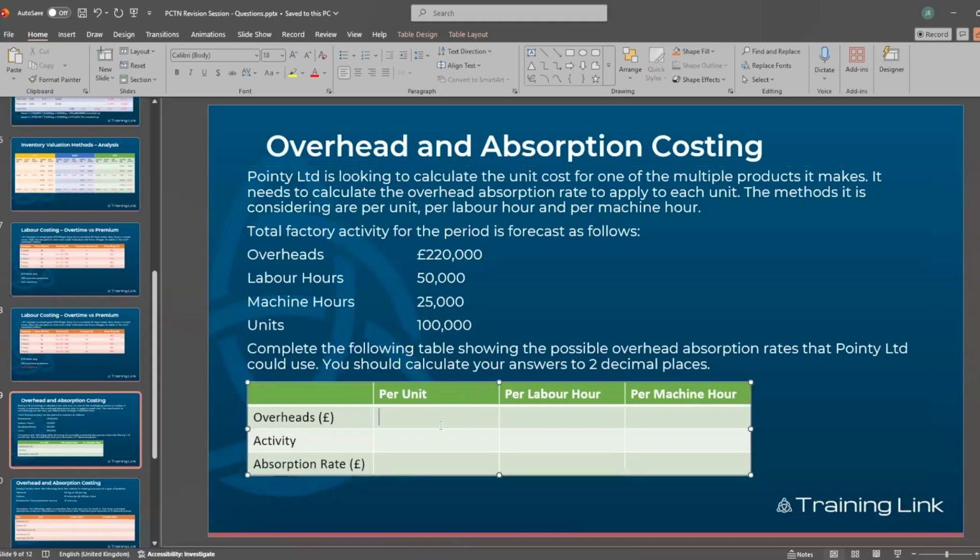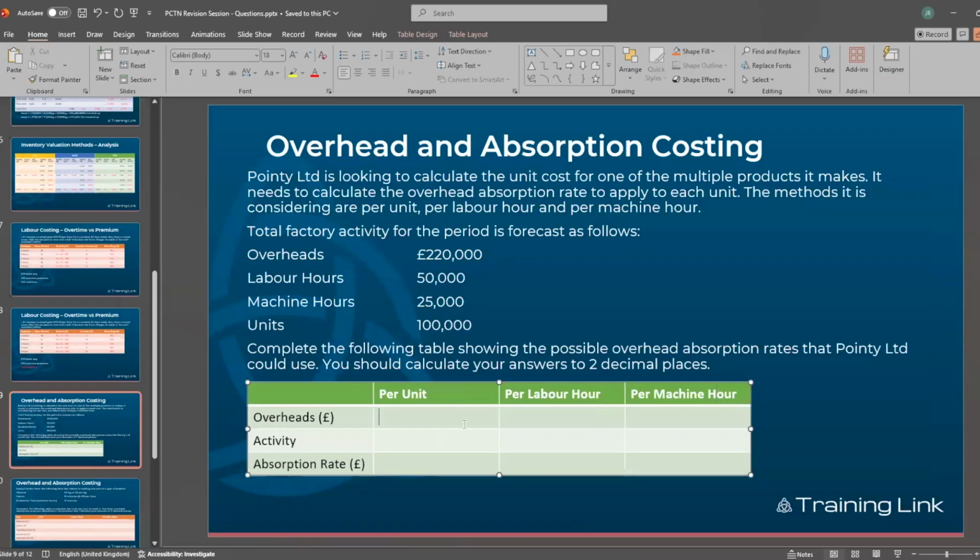So apologies if I've gone into a bit of overkill on that, but I just wanted to explain a little bit about the purpose of why we're doing this. And depending on the type of business that you're working with, you can generally do this on a per unit, a per labor hour, or a per machine hour basis.